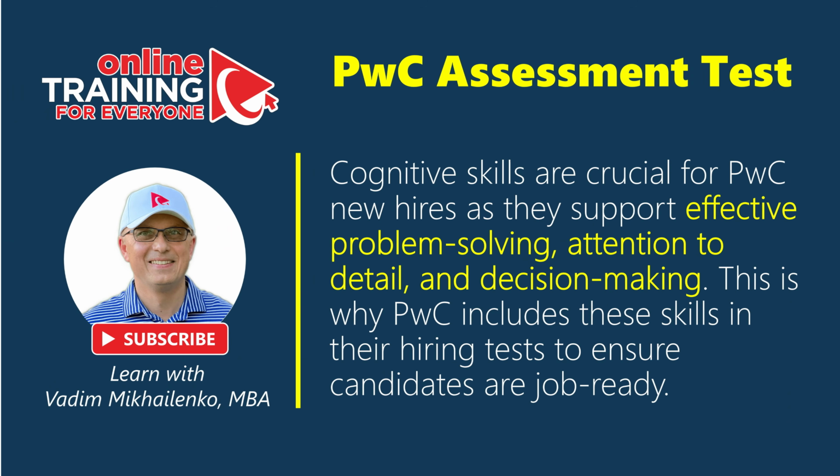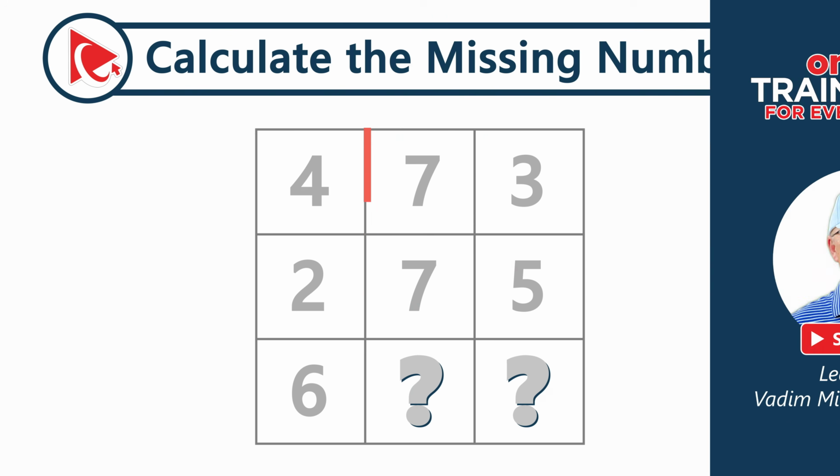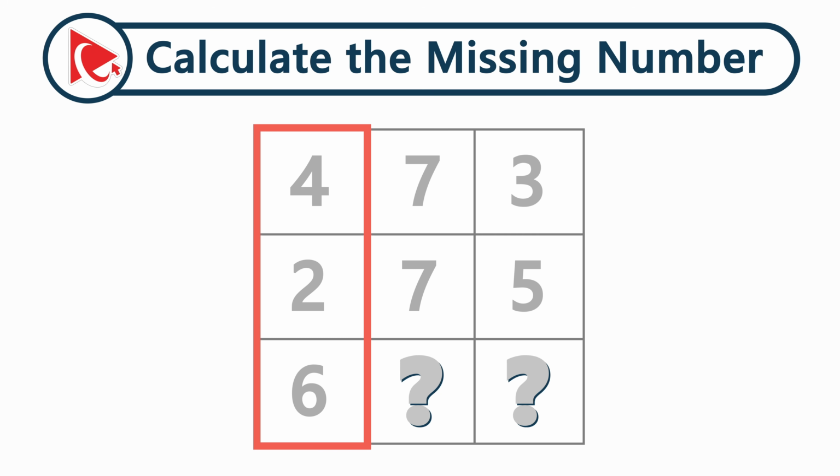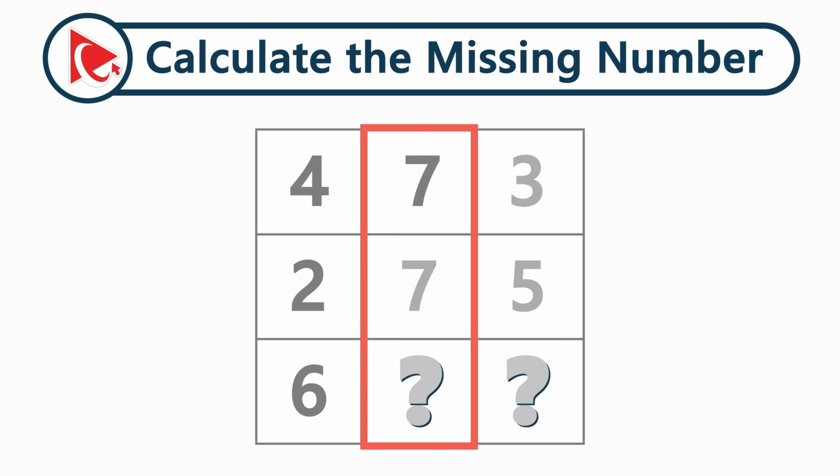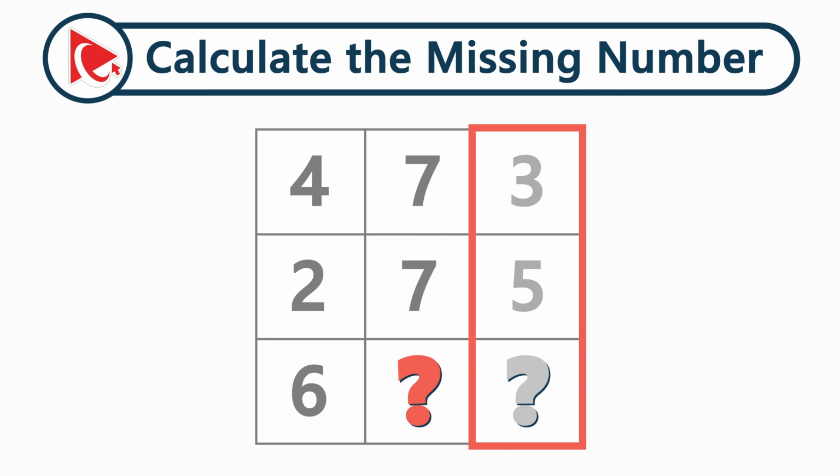You're presented with a 3 by 3 matrix. The first column in the matrix has numbers 4, 2, and 6. The second column in the matrix has numbers 7, 7, and then comes the first missing number. And then the third column in the matrix has numbers 3, 5, and then comes the second missing number.